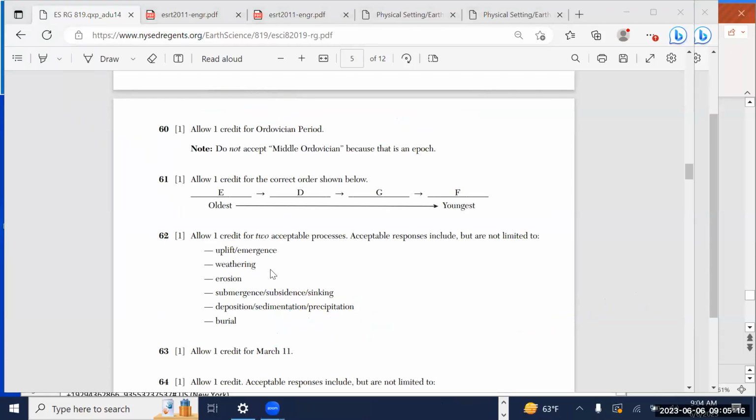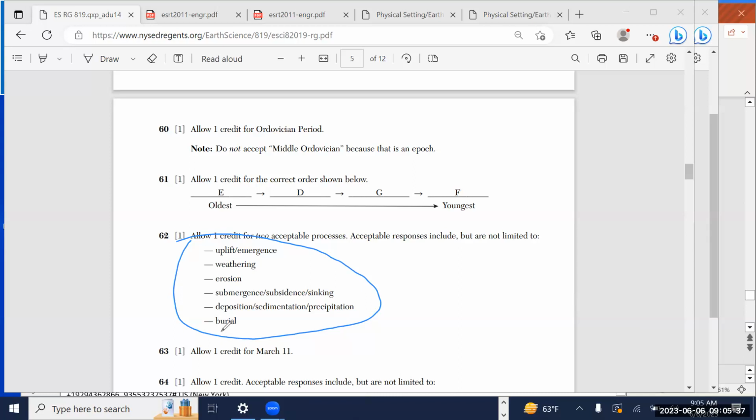So you could have said uplift, emergence. You also could have said weathering, right? Breaking down the rock, erosion, submergence, subsidence and sinking, deposition, sedimentation, precipitation, and burial. All of these would be acceptable processes as well.